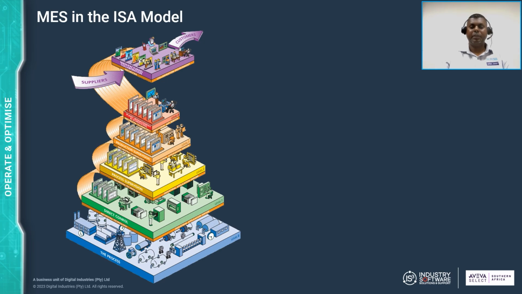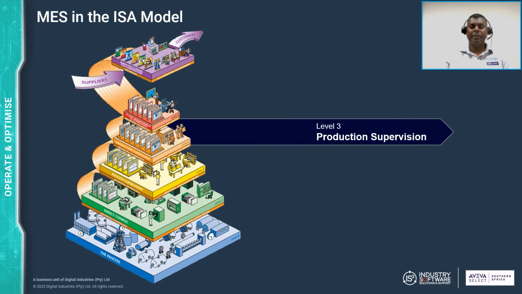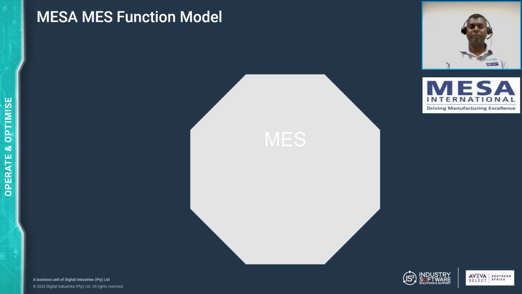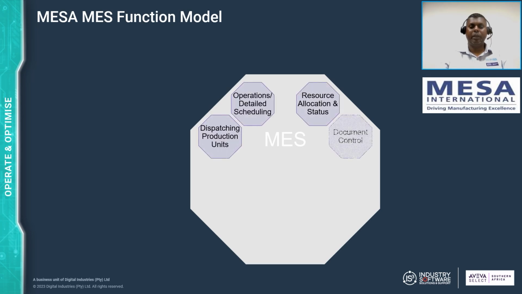Where does MES sit in the ISA model? In this graphic, MES sits in level 3 under production supervision. This is just above the process supervision level, which is where our control or SCADA level sits. On this slide, we look at the MESA MES function model and the components that are included with it.